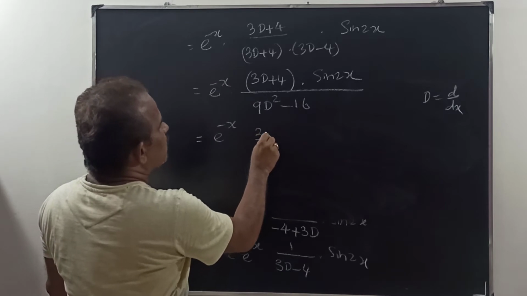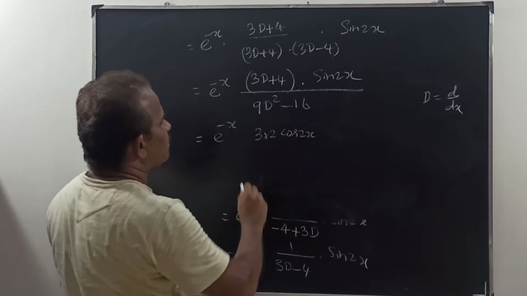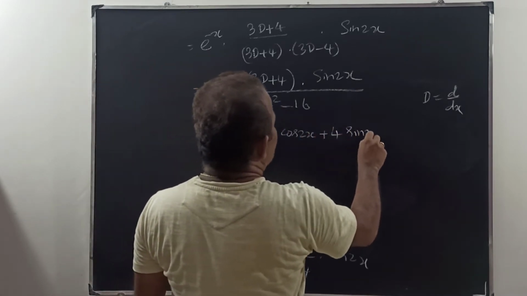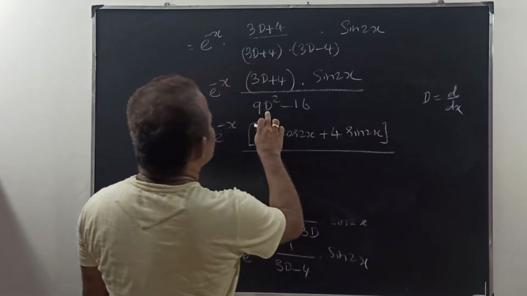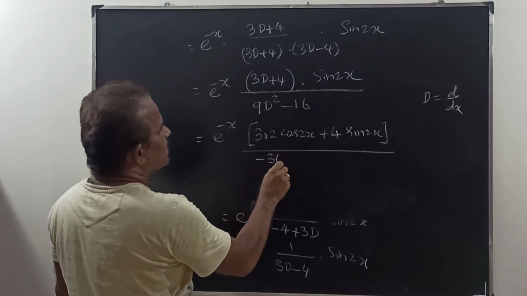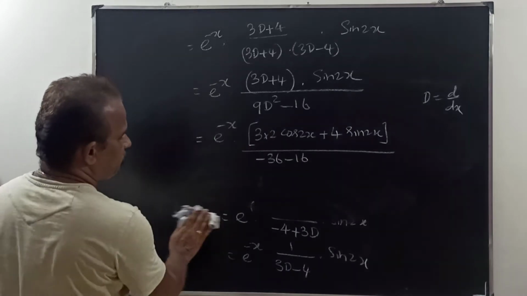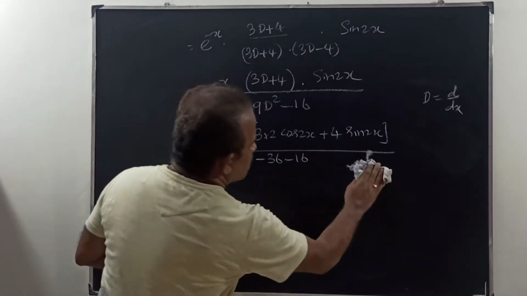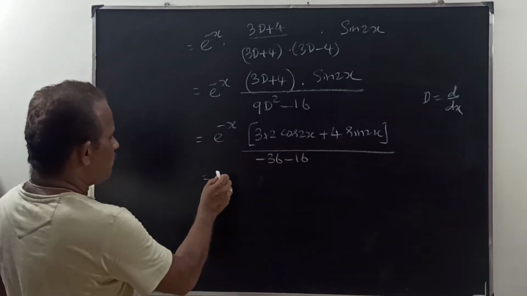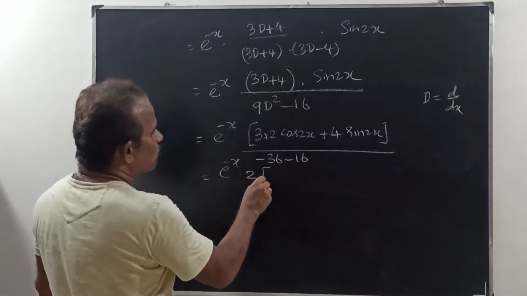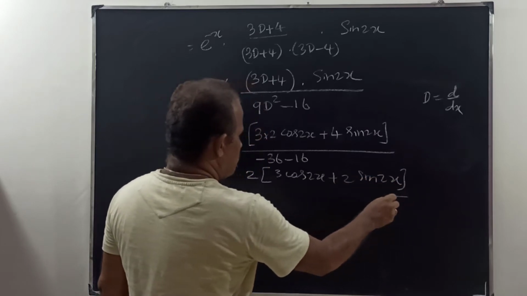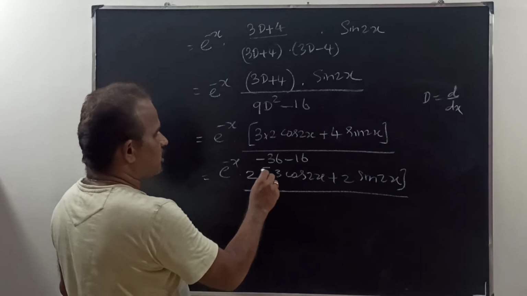So therefore 3 into 2 into cos 2x plus 4 times sin 2x, divided by 9 times D square, which is also again replaced by minus 4. Therefore minus 36 minus 16. So therefore I can write, here is 2, here is 2, so we will take out 2. So e power minus x into 2 into 3 cos 2x plus 2 sin 2x divided by minus 52.